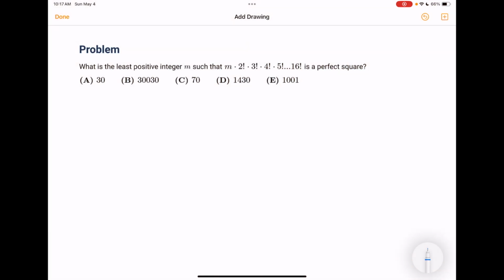The problem states, what is the least positive integer m such that m times 2 factorial times 3 factorial times 4 factorial all the way to 16 factorial is a perfect square?